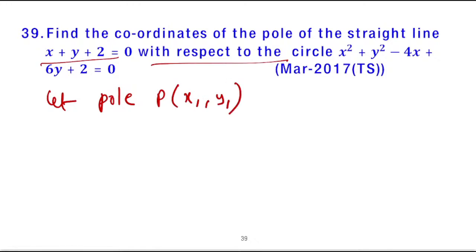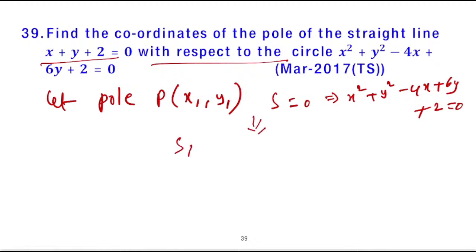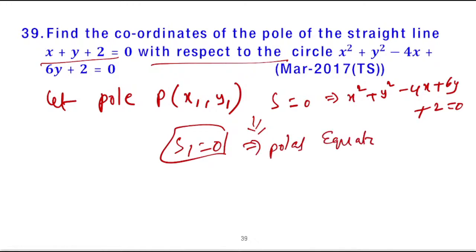Let the pole be x1 y1, and S equal to 0 is given as the circle. Find S1 equal to 0, which is the polar equation. That S1 equal to 0 and the given line both are the same. That's it. Compare, you will get it. So find S1 equal to 0.